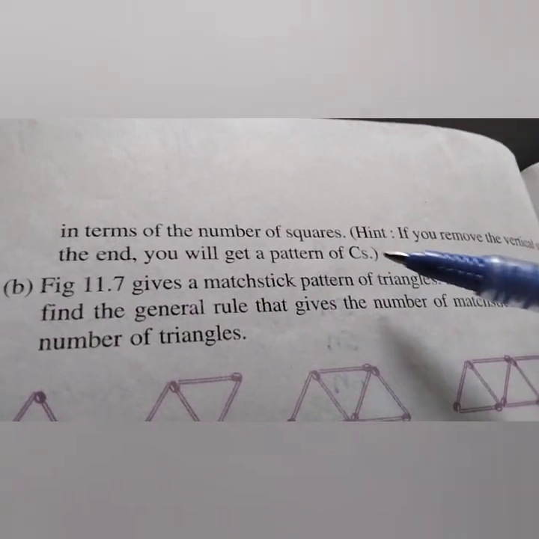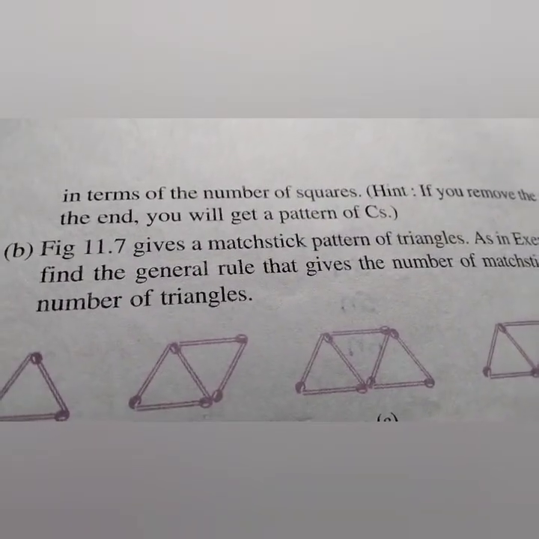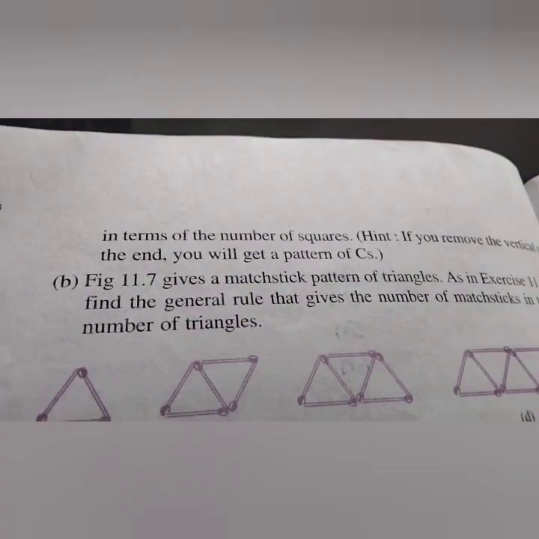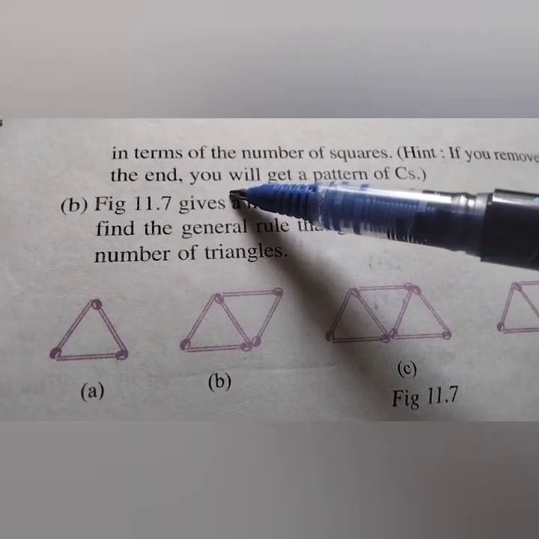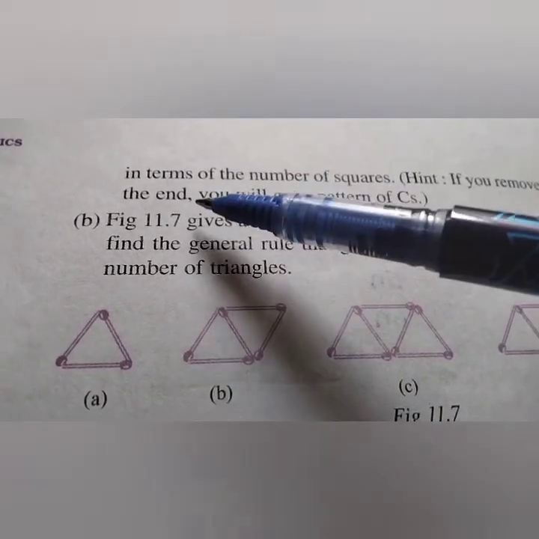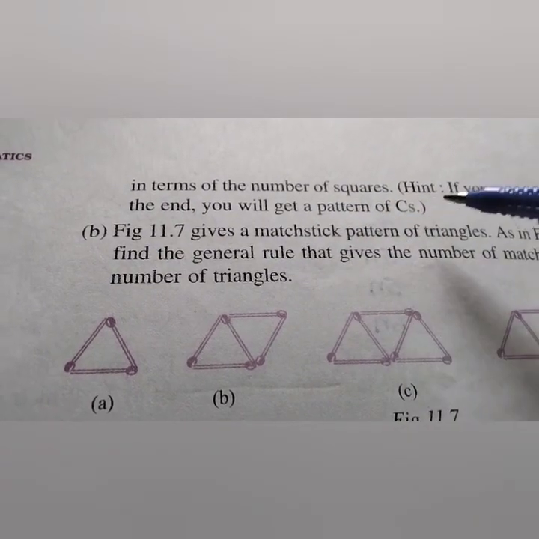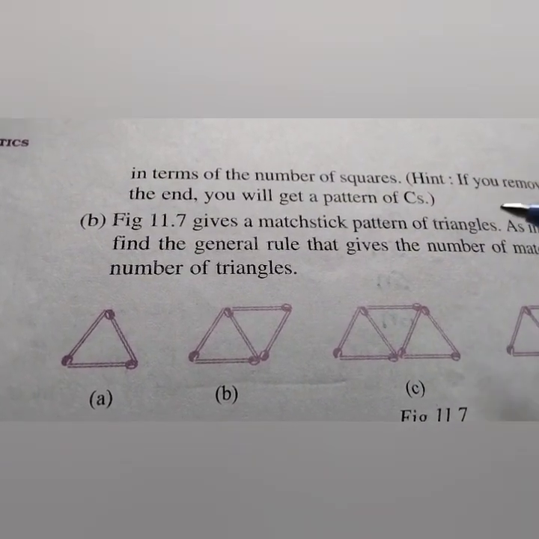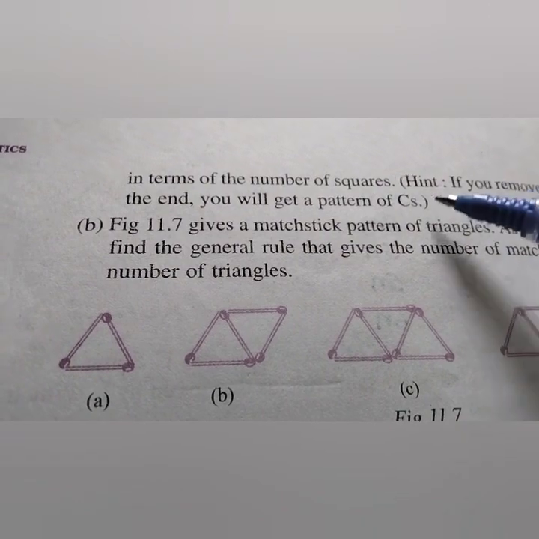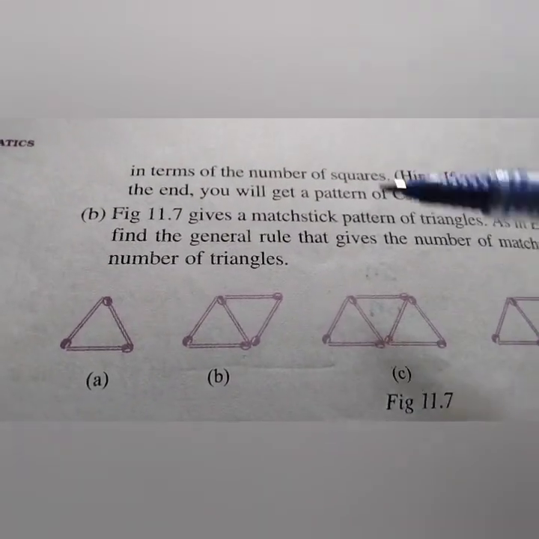In the question, a hint is also given. If you remove the vertical sticks at the end, which we added as plus 1, they ask you to remove that. If you remove that, you will get a pattern of C. So find the pattern for C and add 1 to it. Now, coming to the next question.